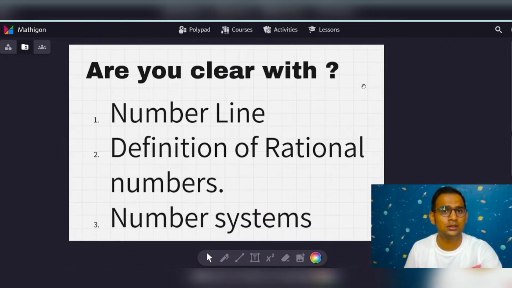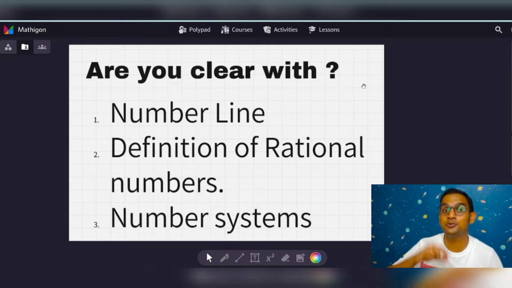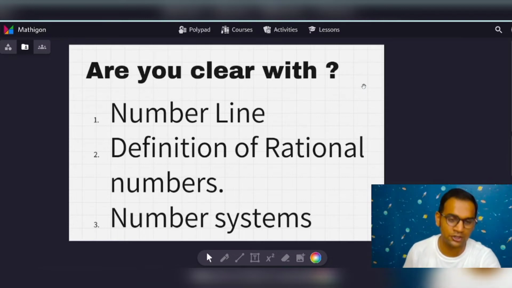Are we clear with the number line? I'm very sure that we are clear with what a number line is and how we plot numbers. In the coming videos, we will be exploring a lot about our number line as well. Then, are we clear about the definition of a rational number? We'll revise it after quite a while to define irrational numbers. We need a thorough knowledge of rational numbers, and then we will extend our number system in this video.